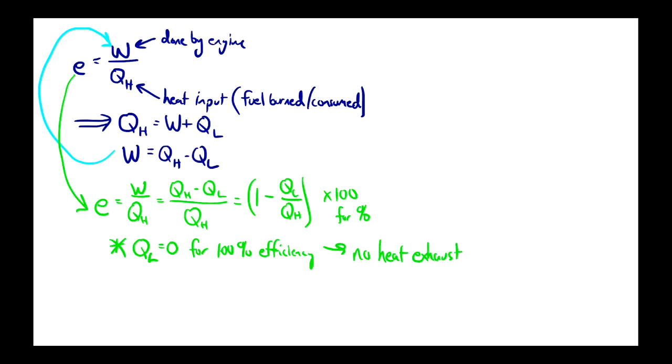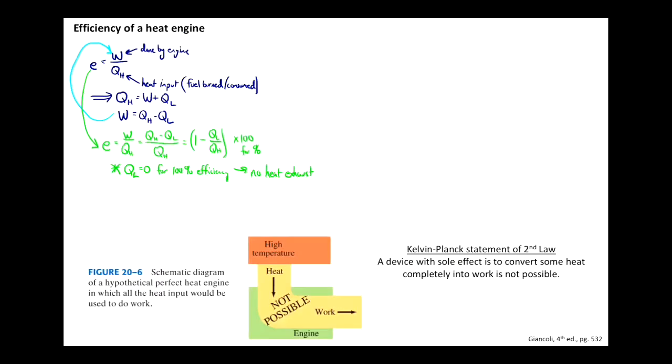But I have to have a heat exhaust because I need a difference in temperature, right? I have to have a high temperature and a low temperature in order for anything to happen naturally. Take a look at this diagram here at the bottom. High temperature, heat, and then just straight into work. There's no low temperature region. That's how it would look if QL was equal to 0 and we had 100% efficiency, where all the heat I put in did work. Well, that can't happen simply because of how the heat engine works originally.